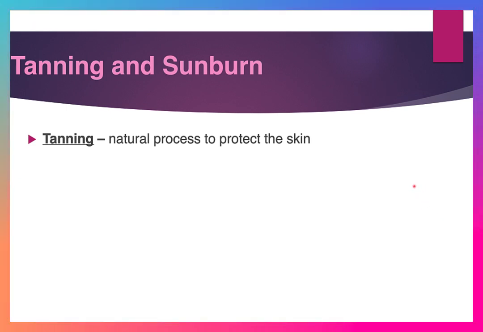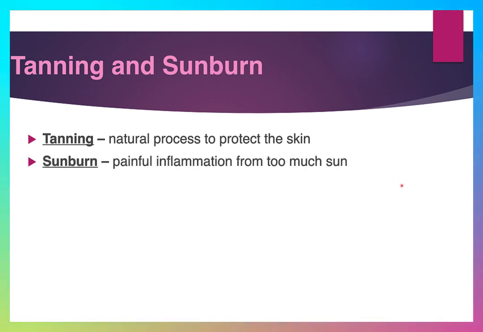So when a person is exposed to UV light, their melanocytes are stimulated to produce more melanin, and that melanin acts to protect the skin from further damage by UV light. If a person gets too much UV light, then they can have a painful inflammation known as sunburn. The other problem with exposure to UV light is skin cancer.